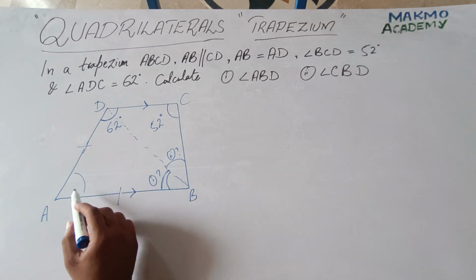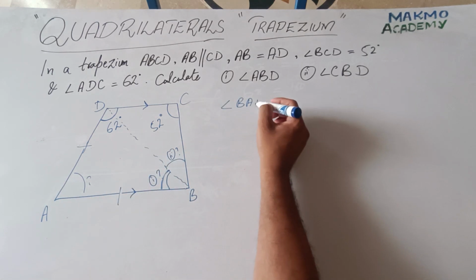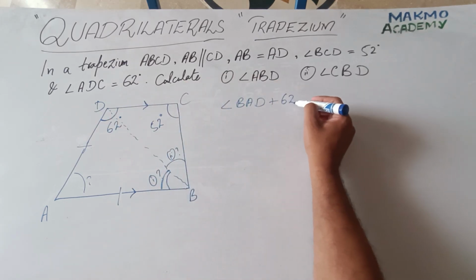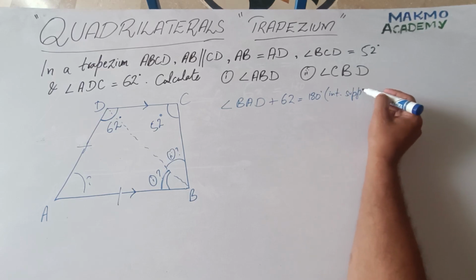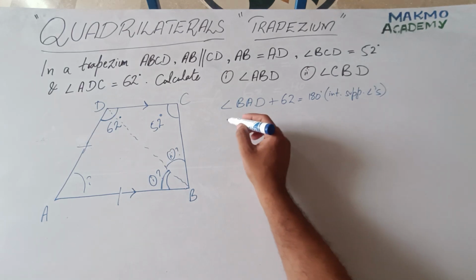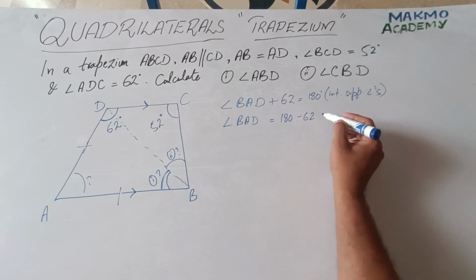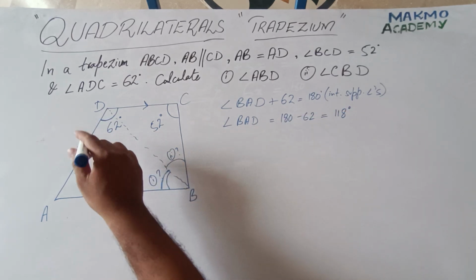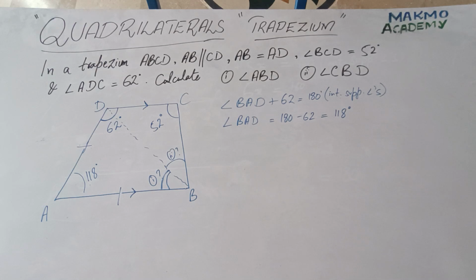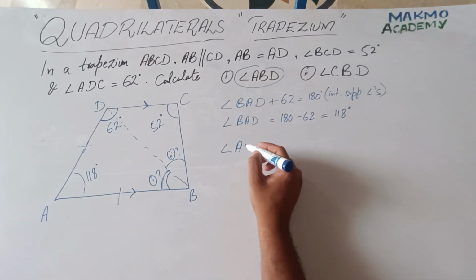So let's start finding out this. First of all, let's find out angle BAD. So angle BAD plus 62 is equal to 180 degrees, interior supplementary angles. So angle BAD is equal to 180 minus 62. So this gives us 118 degrees. It means that the size of this angle is equal to 118. Now we can find out angle ABD. This angle, how? Angle ABD.